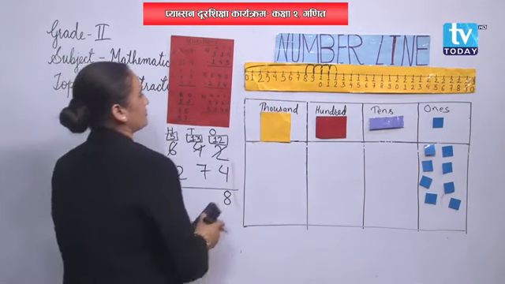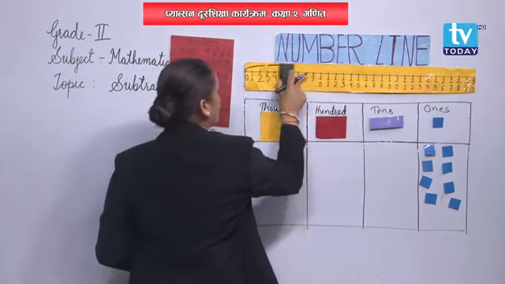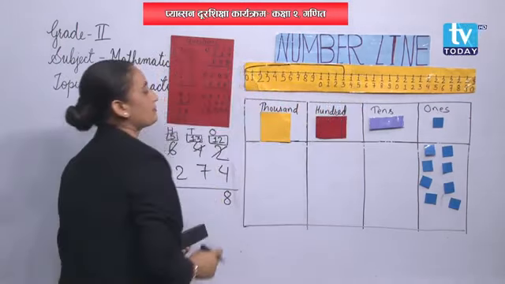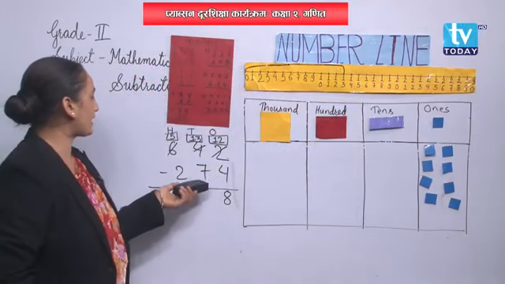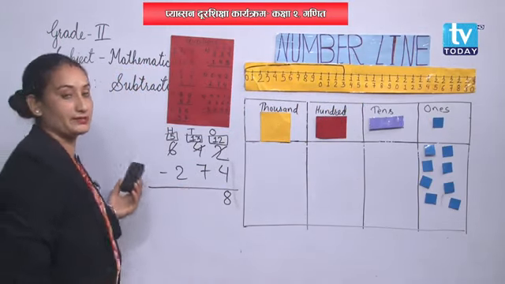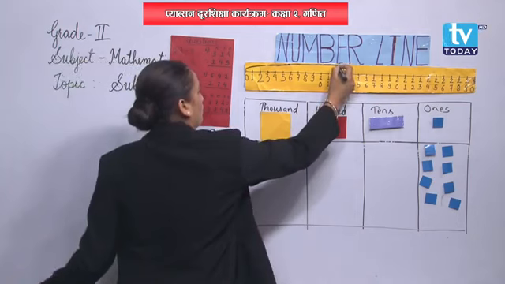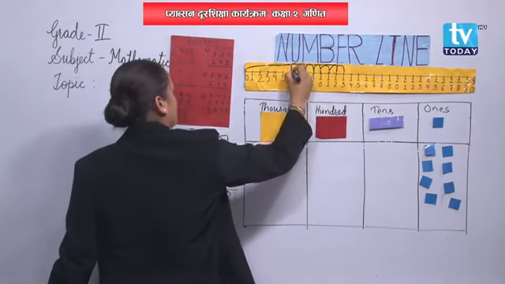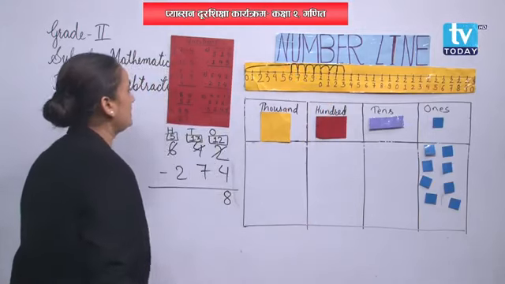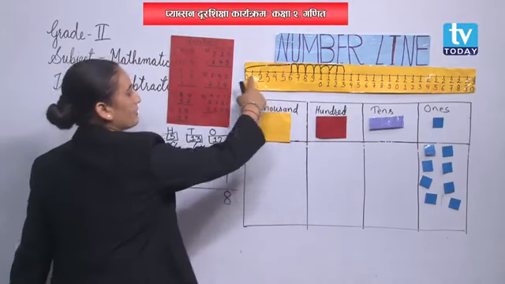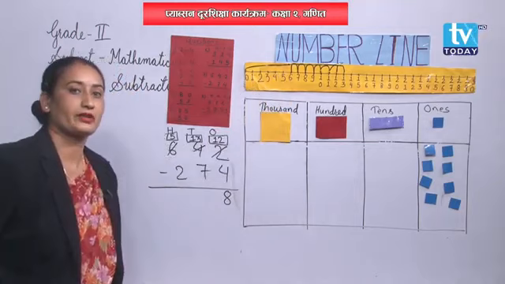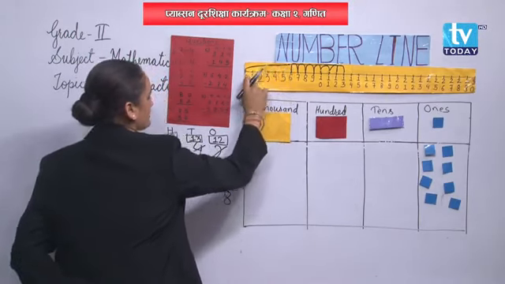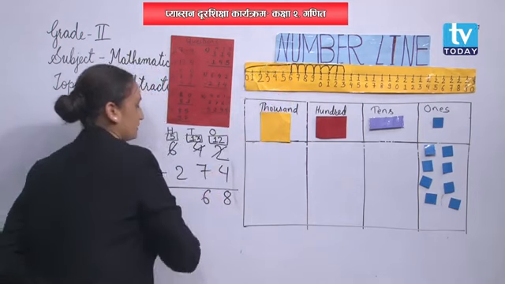Now, see students, now from 13, where are you? Here. Now from 13, I have to go back 7 places, right? So 7. 1, 2, 3, 4, 5, 6, 7. 6 is here. Okay. Now count the remaining numbers. 1, 2, 3, 4, 5, 6. So can you write 6?